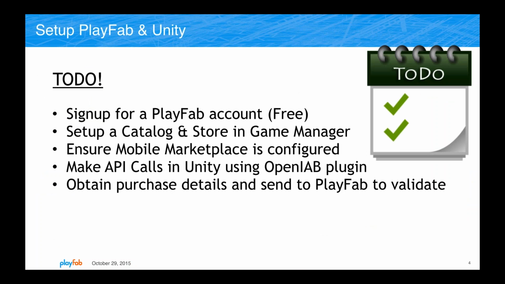So basically, these are the things that have to be done. You need to set up a PlayFab account. If you all are coming in and haven't heard of PlayFab, wanting to know more about it, it's free. Check us out at playfab.com. Once you have an account and you've got a catalog set up, you can move on to ensuring that the mobile marketplaces are linked in to the catalog, and then you make the API call from Unity.